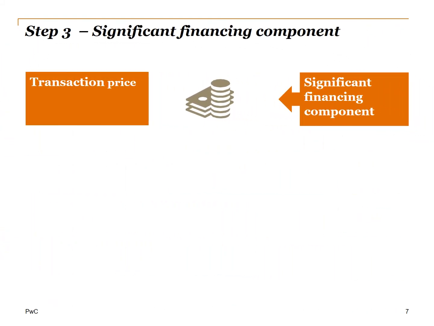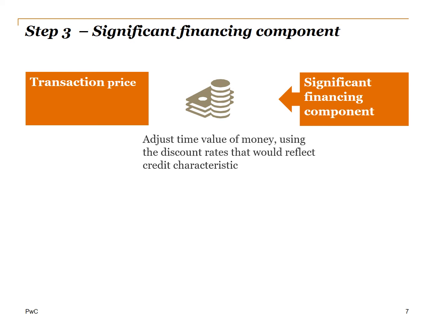Another area to consider is whether there is a significant financing component. IFRS 15 provides guidance on accounting for arrangements with a significant financing component. Contracts contain a financing component either explicitly or implicitly. This will happen because payments by a customer occur either significantly before or significantly after performance under the contract. This timing difference can benefit either the customer or the entity.